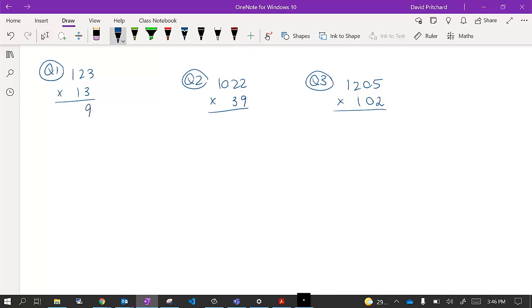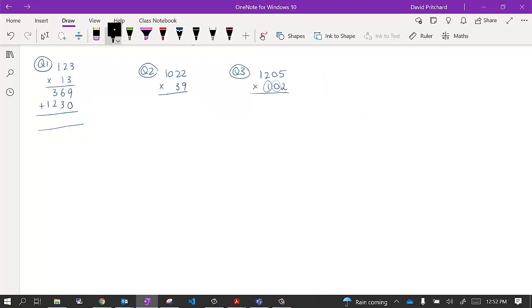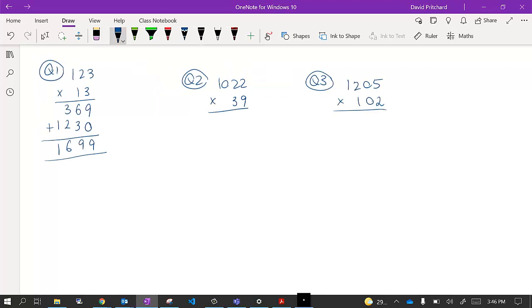Okay, to work these 3 out, we'll start with the ones column. 3 times 3 is 9, 3 times 2 is 6, and then 3 times 1 is 3. And we're adding on. We're in the tens column now, so we'll put a 0. 1 times 3, 1 times 2, and then 1 times 1. When we add these together, we get 9, 9, 5, 1. So the answer is 1,599.